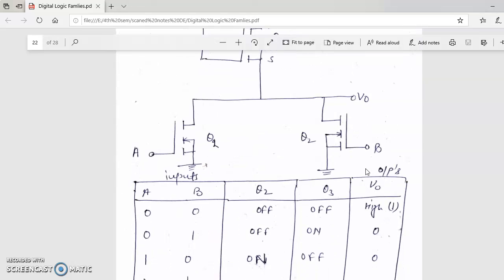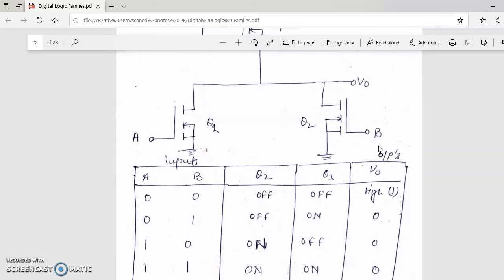If we apply A and B, the inputs of transistors Q2 and Q3, we get the output. For this we can draw the truth table with A, B, Q2, Q3 and V output. If A and B are both 0 0, then transistors Q3 and Q2 are off and we get the output VDD, that is the high logic. If any one of these transistor inputs is 1, then the corresponding MOSFET is on and we get the output as logic 0.